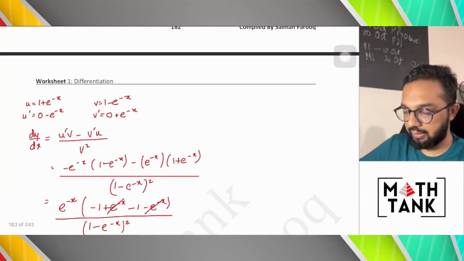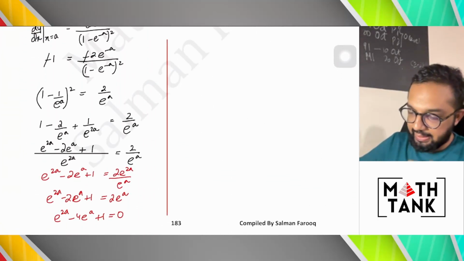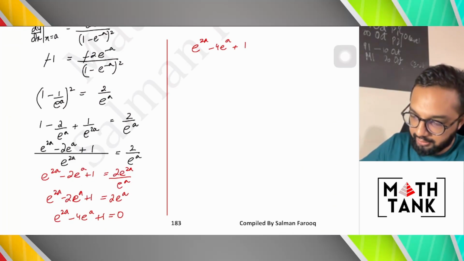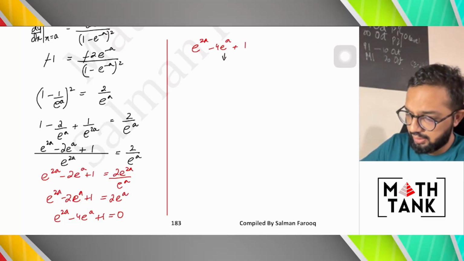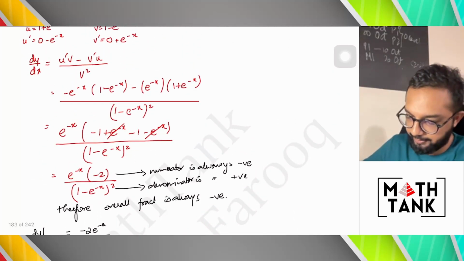Hence, find the exact value of a. Now I'm asking you for the exact value of a. So this is an exponential equation. I cannot solve it directly. I will need to take a substitution. Let's call this e power a as u. Let's use a different variable, I've already used u before. Let's call that p. So this becomes p squared minus 4p plus 1 equals 0.